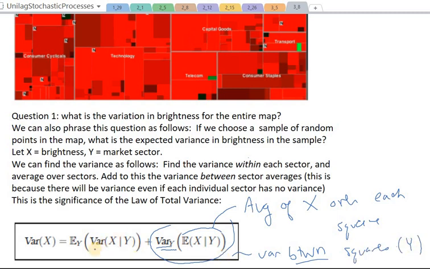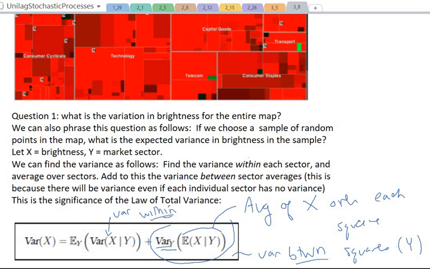Now this one here is the variance within each square. So that's the variance within. Okay. And then you're taking the average over the value of y for the variance within each square. So two pieces of the variance, those two pieces add, and we get an overall variance as a result.